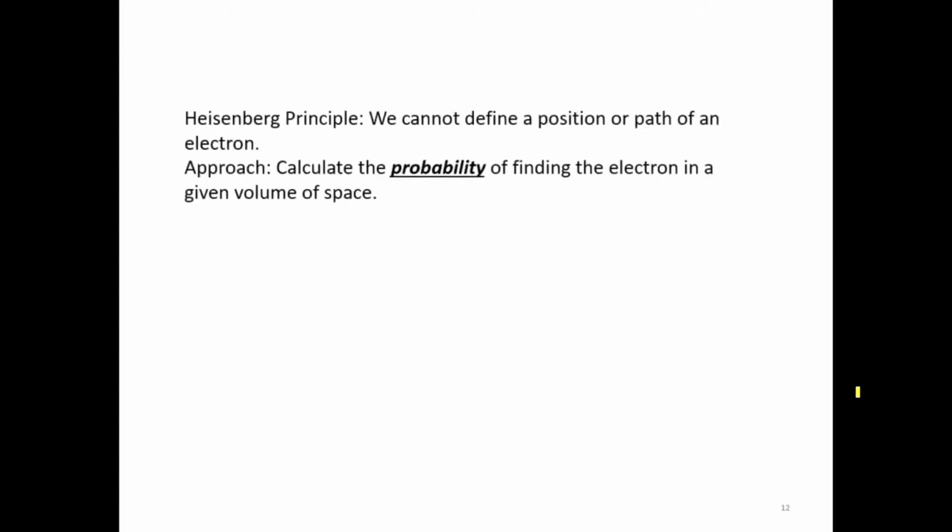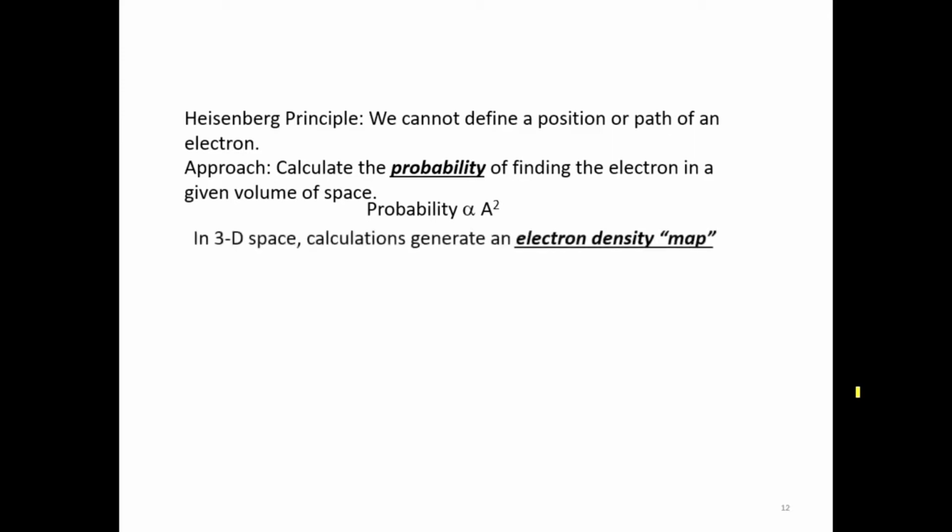Remember that according to the Heisenberg principle, we can never define the position, the path of an electron exactly. So what a wave function does is it allows us to calculate the probability of finding the electron in a given volume of space. And this probability is related to the square of the amplitude of the wave function. Now remember, we are talking not about a one-dimensional wave like the ones we started out discussing when we first learned about the properties of waves. This is a three-dimensional wave function.